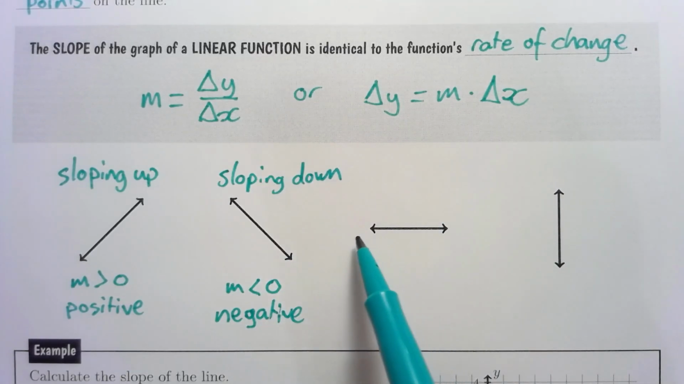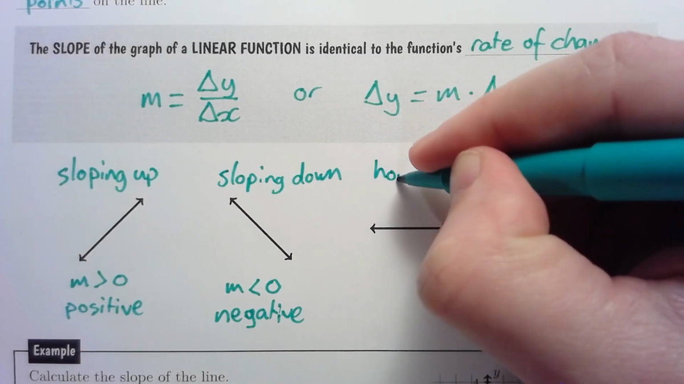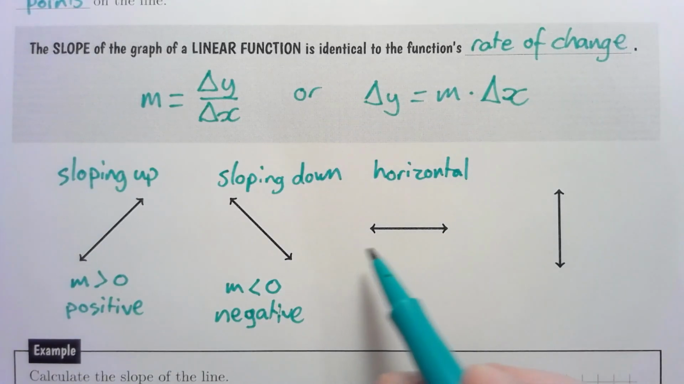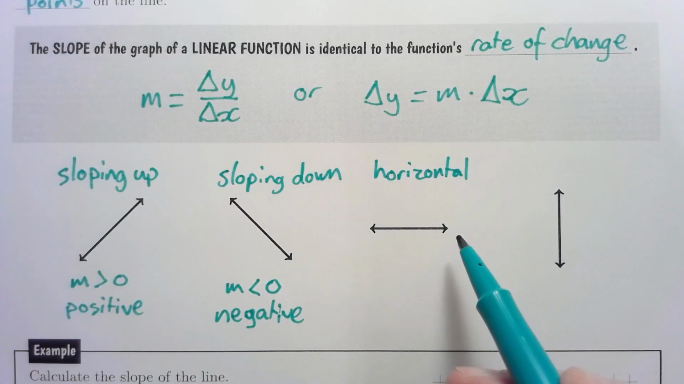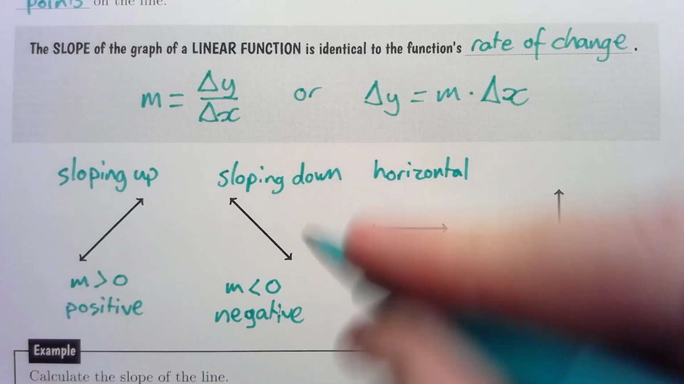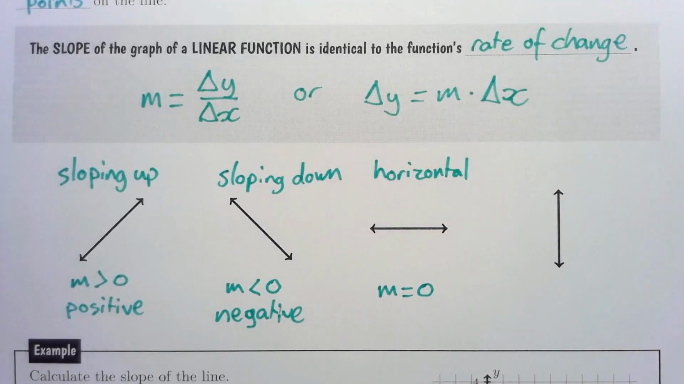If we have a line that's perfectly horizontal, let's actually write that, it is horizontal, then there is no change in the vertical position at all. There's no vertical distance. So the slope of this line is 0.